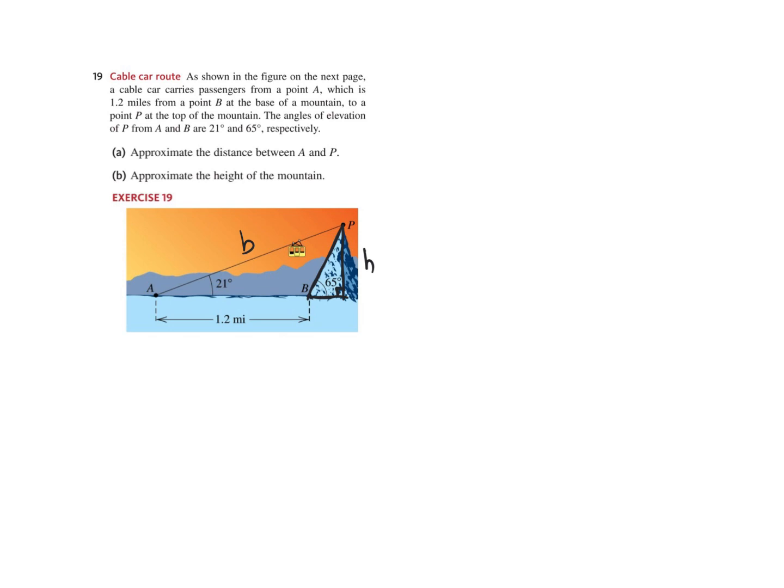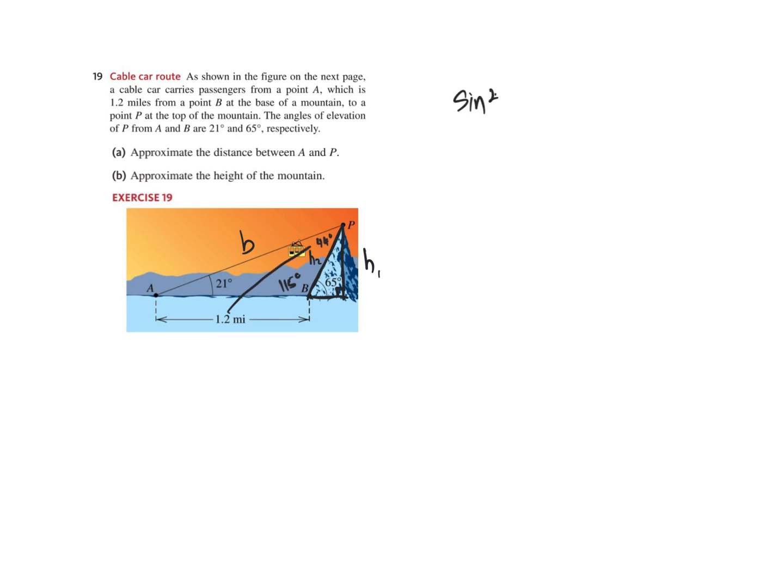Okay, so we can't do anything with H until we know something else. We're going to call this H1 and call this hypotenuse H2. There. Okay, so now, what do we know? If this is 65 right here, then this is supplementary with this angle. So that's 115. And then we can get angle P by subtracting those from 180. 180 minus 115 minus 21 equals 44. So that's 44 degrees.